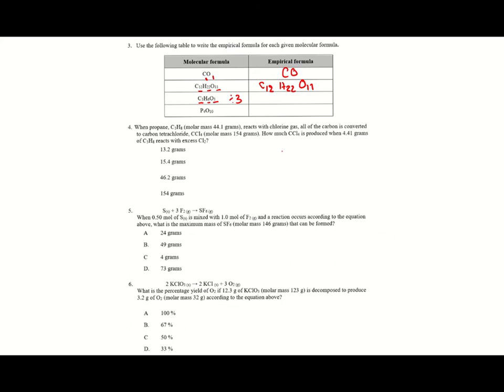So divide all the subscripts by 3: you will get C1, H 6 over 3 equals 2, and O 3 over 3 equals 1. CH2O. P4O10 divide by 2, so it will be P2O5. This is the empirical formula.